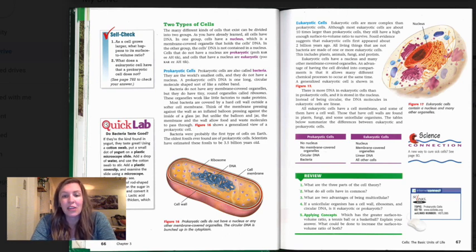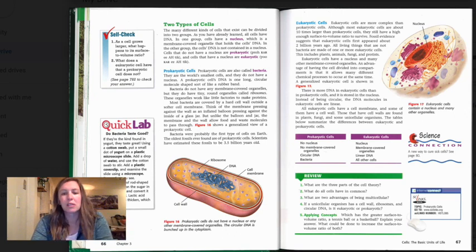There is more DNA in eukaryotic cells than in prokaryotic cells, and it is stored in the nucleus. Instead of being circular, the DNA molecules in eukaryotic cells are linear, which means they're in a line. All eukaryotic cells have a cell membrane, and some of them have a cell wall. Those that have cell walls are found in plants, fungi, and some unicellular organisms.